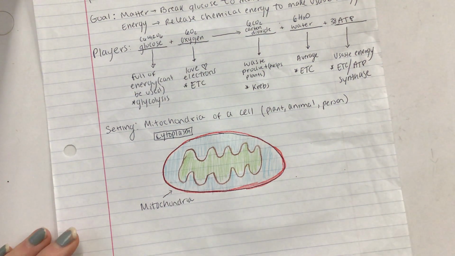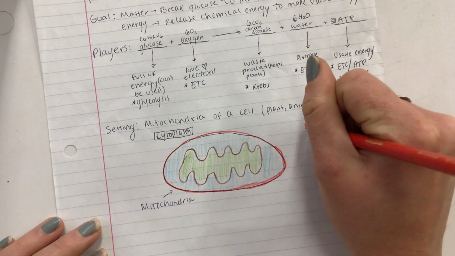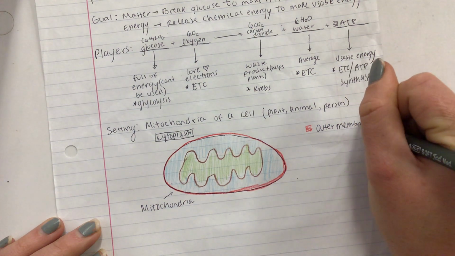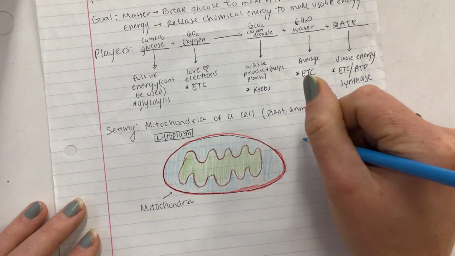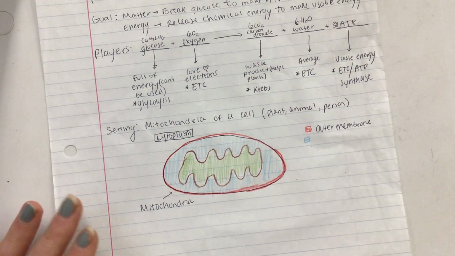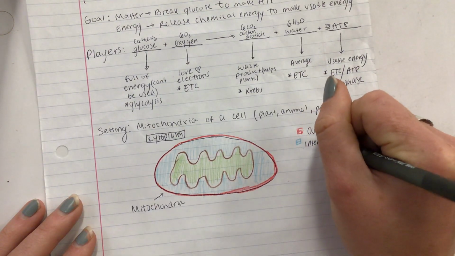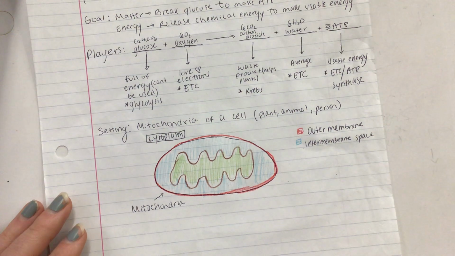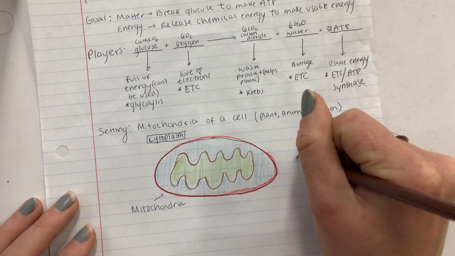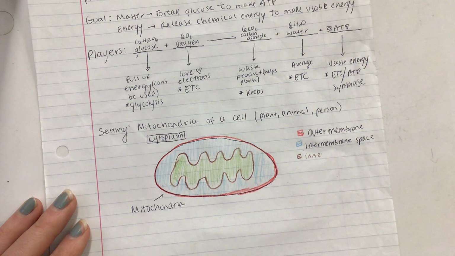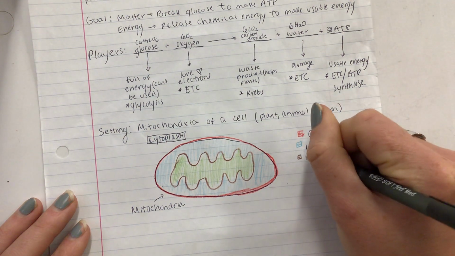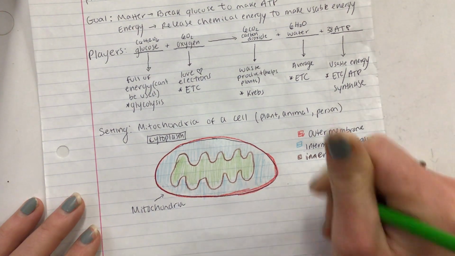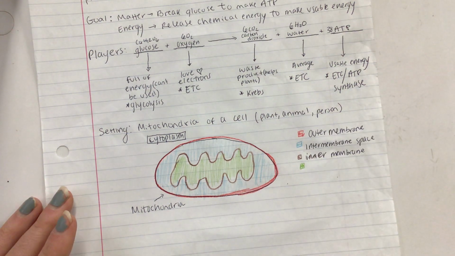Just over here to the side, I'll make a little color key in red. I drew the outer membrane of the mitochondria. In blue, I drew the intermembrane space. In brown, I drew the inner membrane. And in green, I drew the mitochondrial matrix.